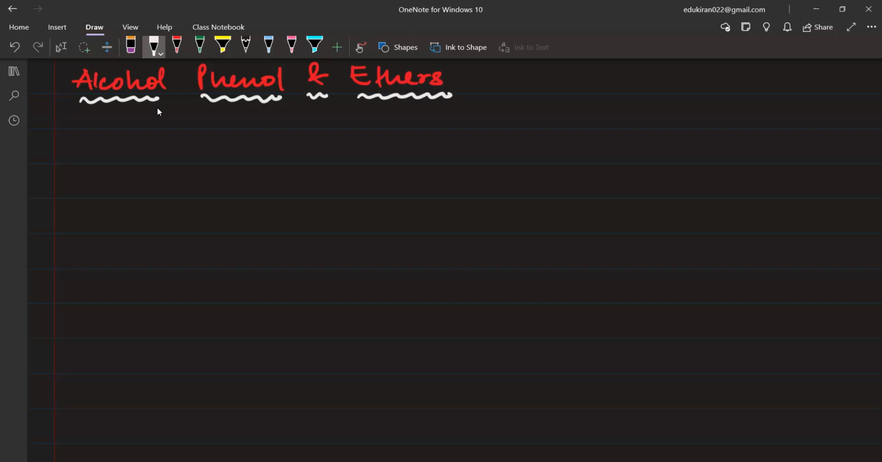ठीक है, चलिए. To start with alcohol, phenols, and ethers, I will start this chapter with IUPAC nomenclature, obviously, of alcohol, phenols, and ethers. So, actually, all of you know IUPAC nomenclature. Yes or no? Please tell me. किसी को दिक्कत नहीं होती ना? So write the question.